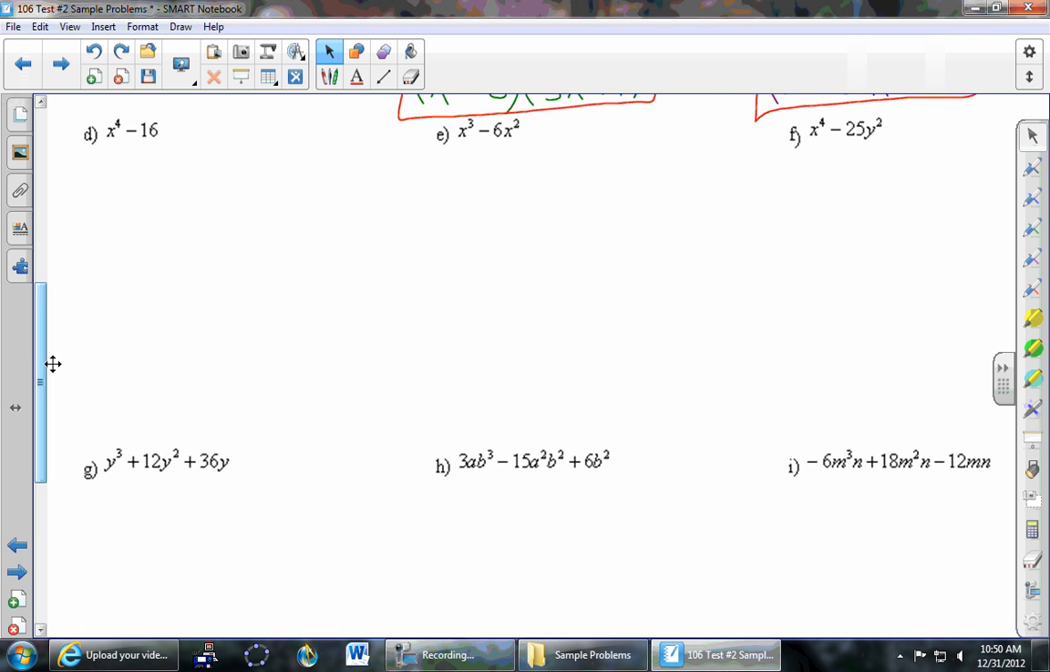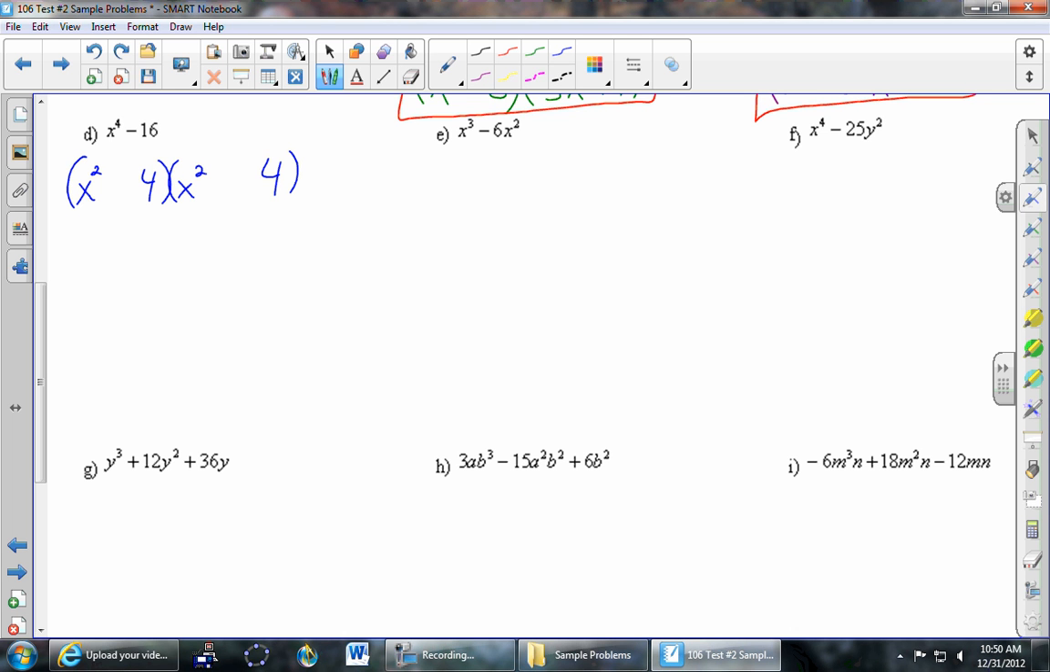Moving on to part D. X to the 4th minus 16. Hopefully we recognize this as a difference of 2 squares. So in the first terms, we're trying to get a x to the 4th. That's got to be x squared and x squared. Second terms, I'm trying to get a 16, but it must be the same number from our difference of 2 squares formula. 1 plus, 1 minus.